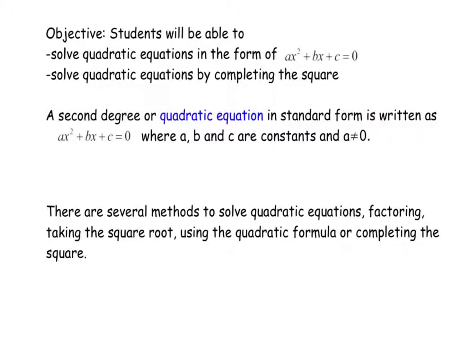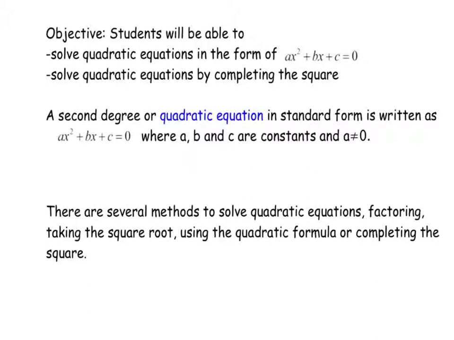In today's lesson, we are going to solve quadratic equations in the form of ax squared plus bx plus c equals 0. And most of the problems we are going to solve by completing the square. A second degree or quadratic equation in standard form is written as ax squared plus bx plus c equals 0, where a, b, and c are constants and a does not equal 0.